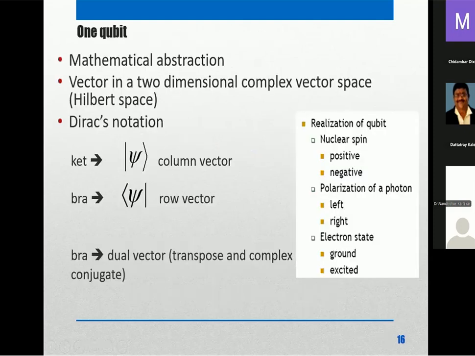So one qubit is a mathematical abstraction, a vector in a 2-dimensional complex vector space. In this notation, when we talk about the sphere, it can rotate around a vector. It can be a column vector or a row vector, called a ket or a bra. The bra is a dual vector, the transpose complex conjugate. Realizations of a qubit include nuclear spin, positive or negative; polarization of a photon, left or right; and electron state, ground or excited.